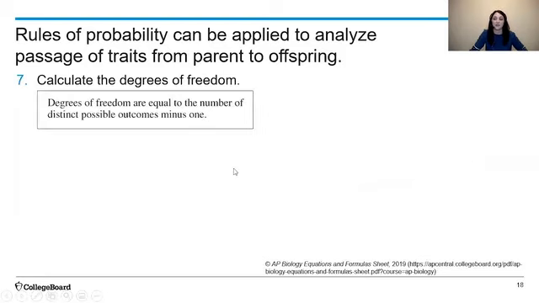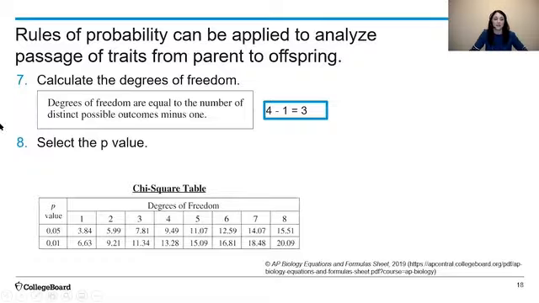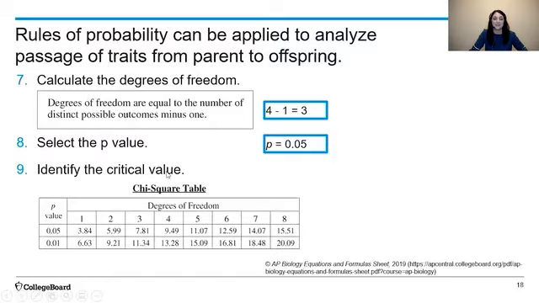Next, I want to calculate the degrees of freedom. This is also on your formula sheet. It says the degrees of freedom are equal to the number of distinct possible outcomes minus 1. I had 4 possible outcomes, 4 phenotypes minus 1, so my degrees of freedom is 3. Then I'm going to select a p-value. Notice in this table, also provided on your formula sheet, that there are 2 possible p-values, and I'm going to select a p-value of 0.05. Now I identify the critical value. Using my table, with 3 degrees of freedom and a p-value of 0.05, my critical value is 7.81.